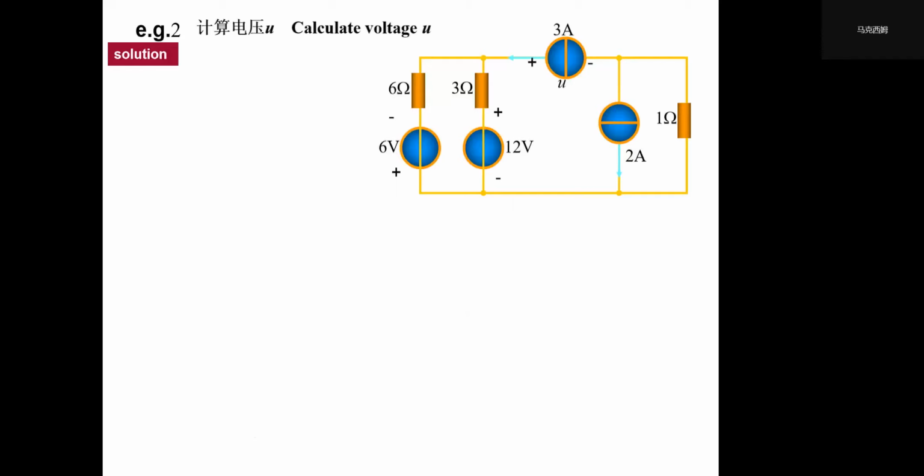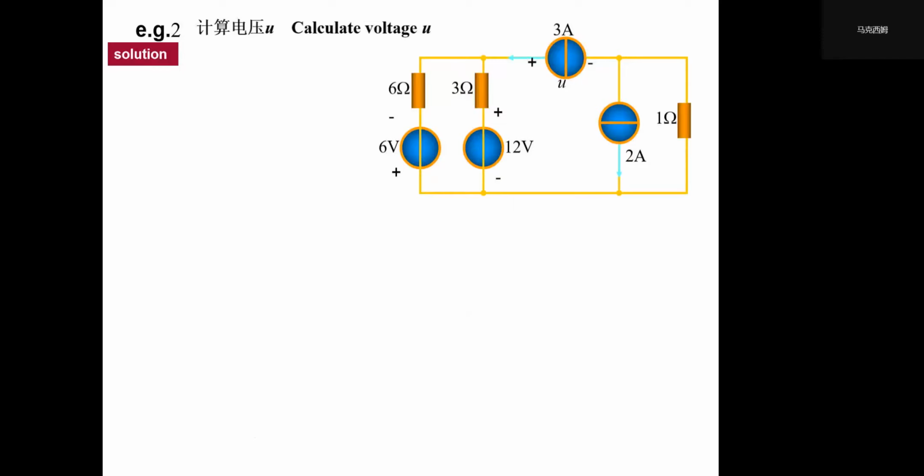Let's take another example. See if we have this kind of circuit which contains two voltage sources and two current sources, right? And we would like to know the voltage of the 3 ampere current source. It's very easy to think of that, right? We have to divide this into several sub diagrams. Since this is a linear system, we can apply this superposition theorem.